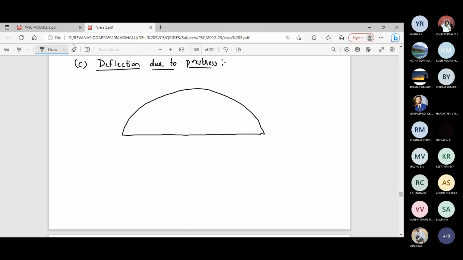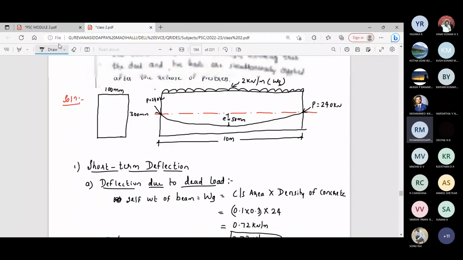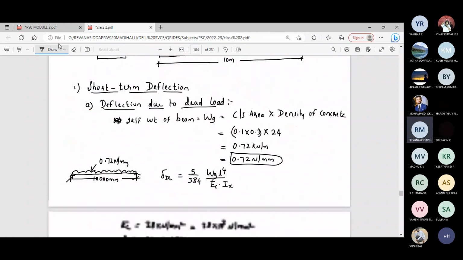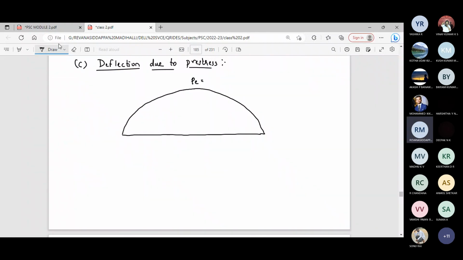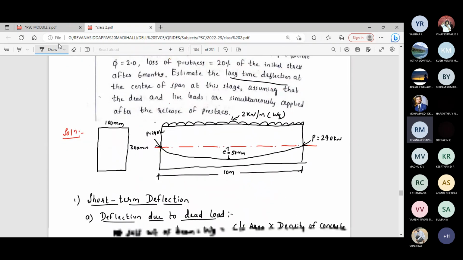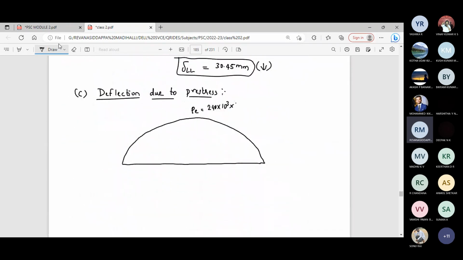Here the intensity of the bending moment is P into E. Pre-stressing force P is given as 240 kilonewton. 240 kilonewton in terms of Newton is 240 into 10 power 3 Newton, into eccentricity at the midspan, which is 50 mm. If you calculate this, you will get the answer as 12 into 10 power 6.